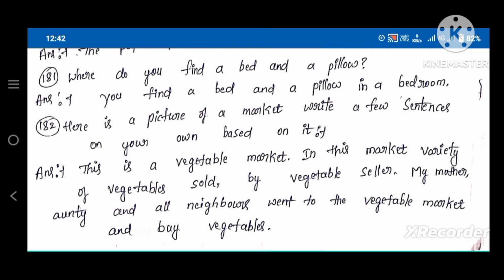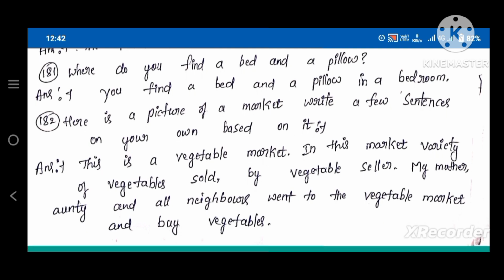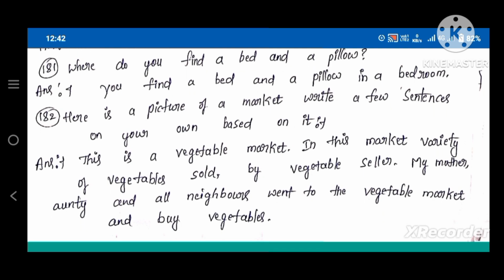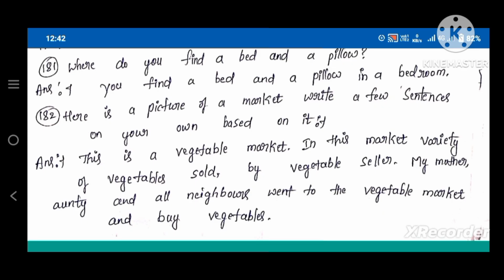Answer. This is a vegetable market. In this market, a variety of vegetables are sold by the vegetable seller. My mother, auntie and all the neighbors went to the vegetable market and buy vegetables.